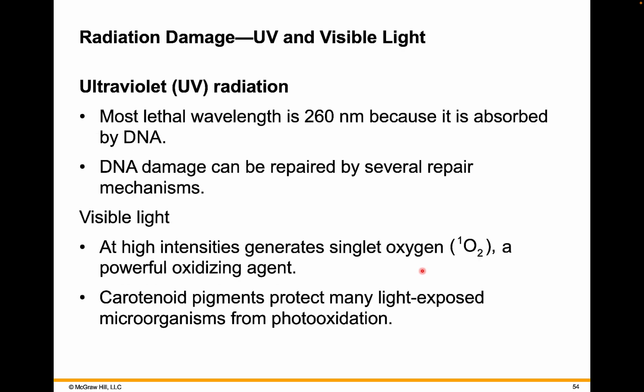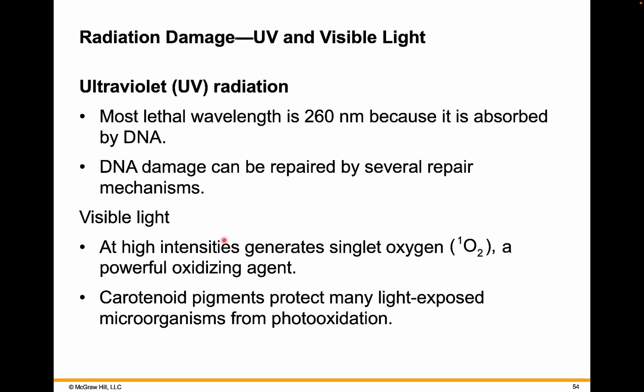On the other hand, ultraviolet is a non-ionizing radiation, and the most lethal wavelength is 260 nm because it is absorbed by the DNA. DNA damage can be repaired by several repair mechanisms, although if the damage goes beyond a certain extent, it cannot be repaired. But for a little bit of DNA damage, there are many systems that can repair it, and we are going to talk about that later in this unit as well.